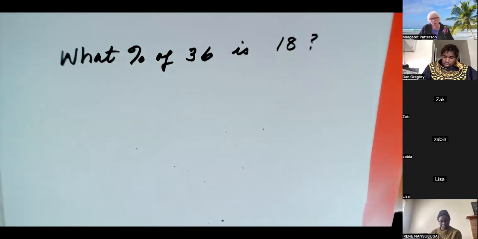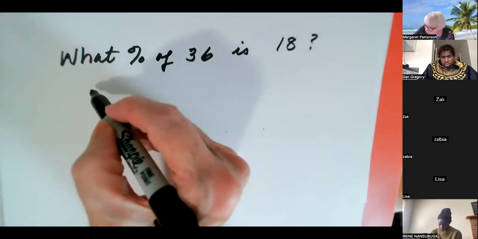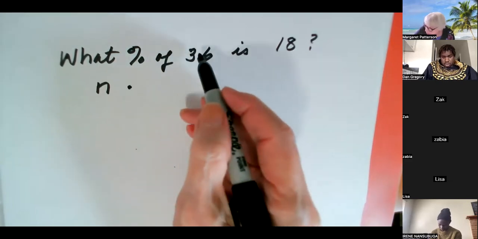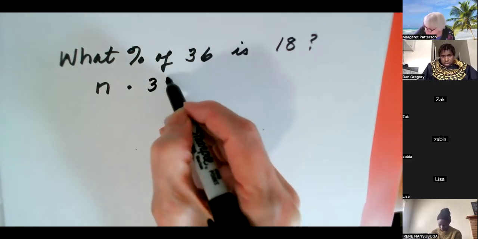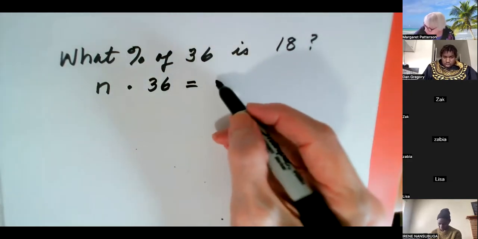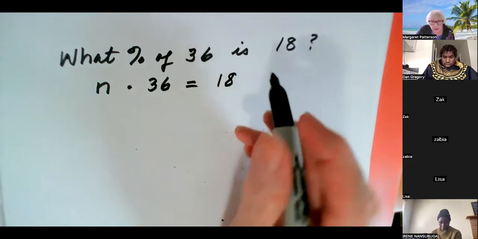It looks like a word problem, doesn't it? But it's not. And so this is n, of is times. This is 36 times n equals 18. This is similar to one we did earlier.